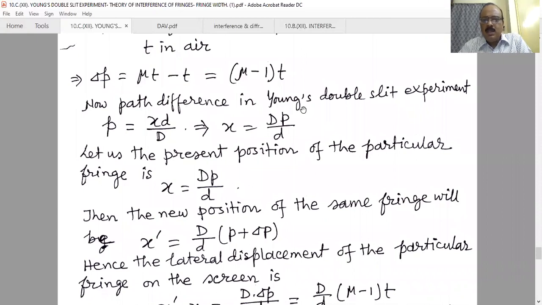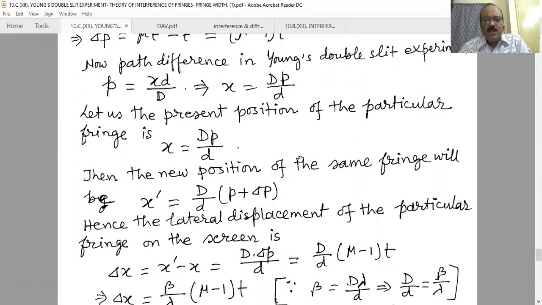Now, path difference in Young double slit experiment, p, we already know, is x d divided by capital D. For x, that is the position, it will be D p divided by d. Let us take the present position of a particular fringe. Before inserting the sheet, the position of any fringe, that is the x point or any point on the interference pattern, x is the distance from the origin, that is D into path difference by d, where p is the path difference.